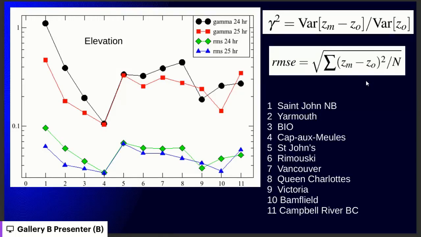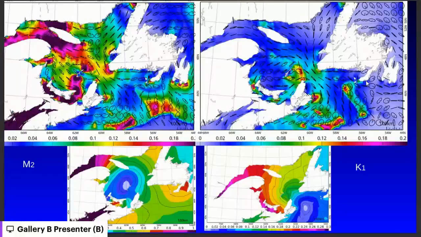There are two cases where it's not, and they're on the West Coast where K1 tides are dominant, and we see that we haven't done as well in elevations there, in Victoria and Campbell River. So the 25-hour average isn't doing you any harm in every case, and in many cases it is at least a slight improvement, and a big improvement where the M2 tide is strong.